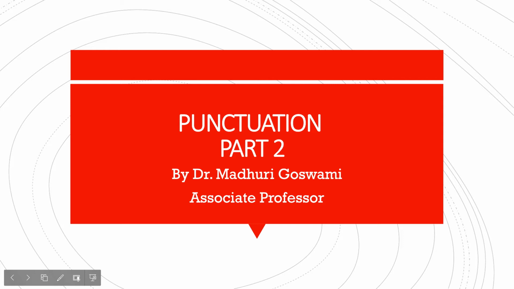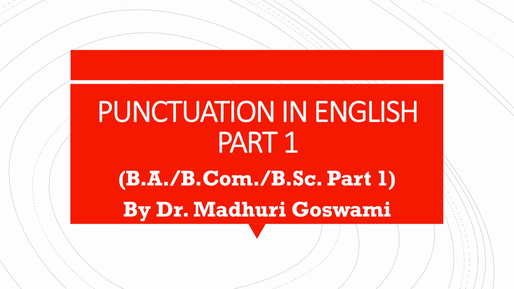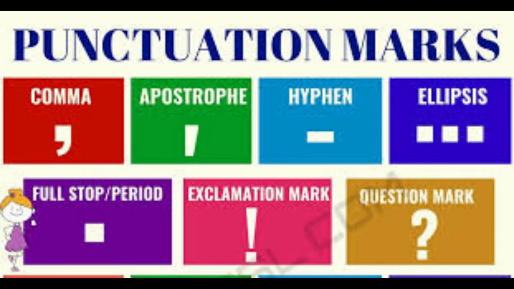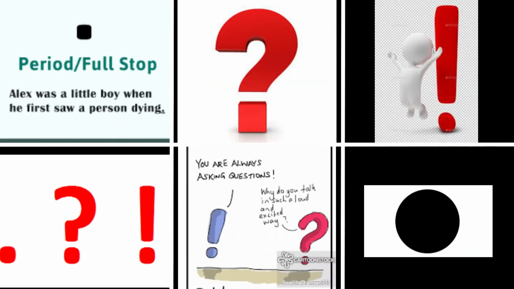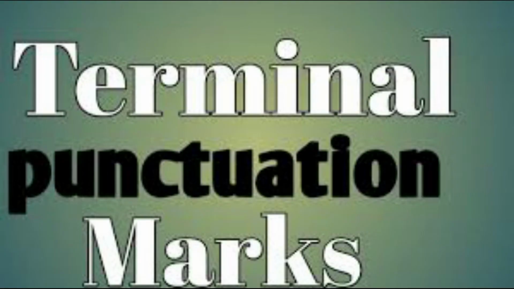This lesson is the second part of the punctuation lesson. In the previous lesson, we studied what punctuation is, why we need punctuation, and how many punctuation marks or symbols there are in English. As I told you, I have divided these punctuation marks into 5 categories. The first category is the terminal punctuation that we have already studied in the previous lesson.